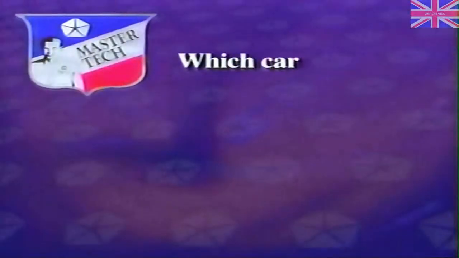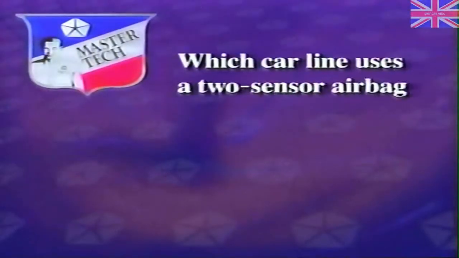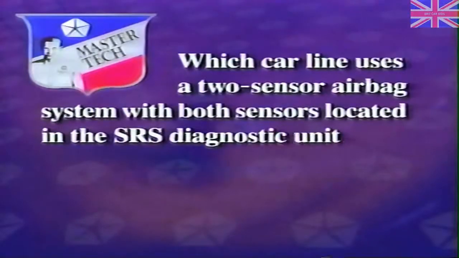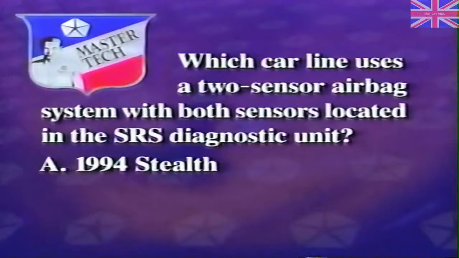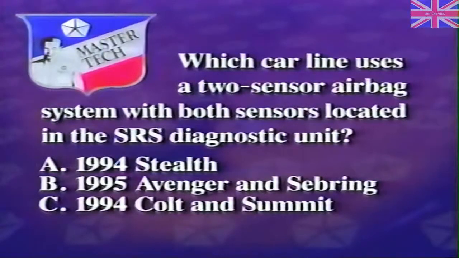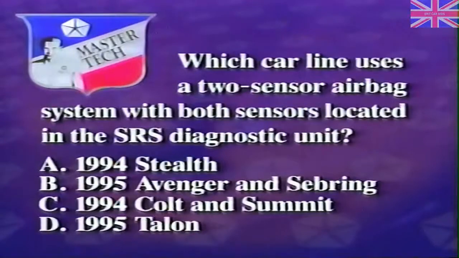Before we get into diagnostics, let's try a review question to check your knowledge of system applications. Which car line uses a 2-sensor airbag system with both sensors located in the SRS Diagnostic unit? A. 1994 Stealth, B. 1995 Avenger and Sebring, C. 1994 Colt and Summit, or D. 1995 Talon?